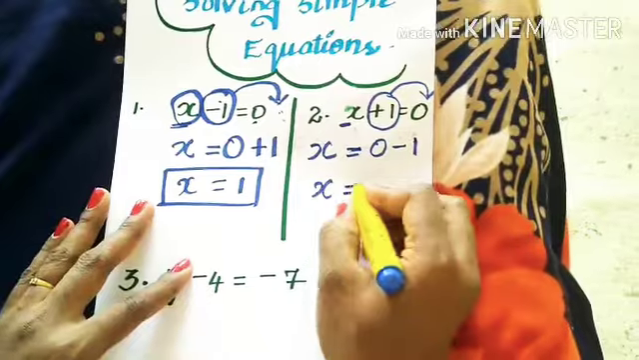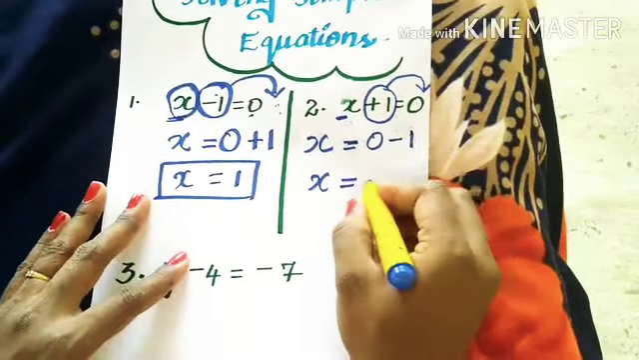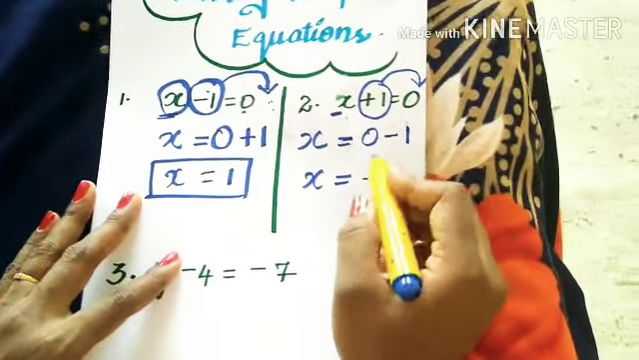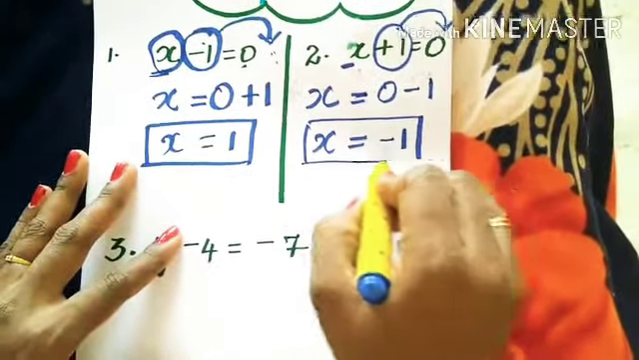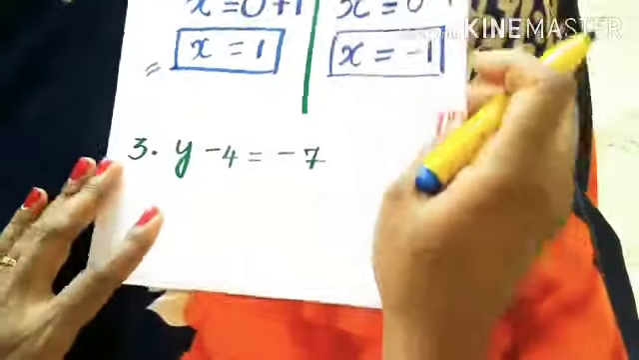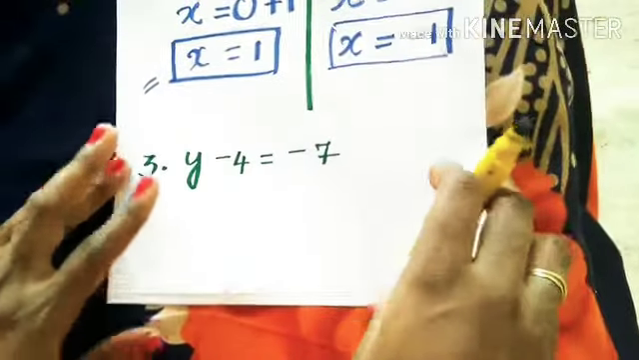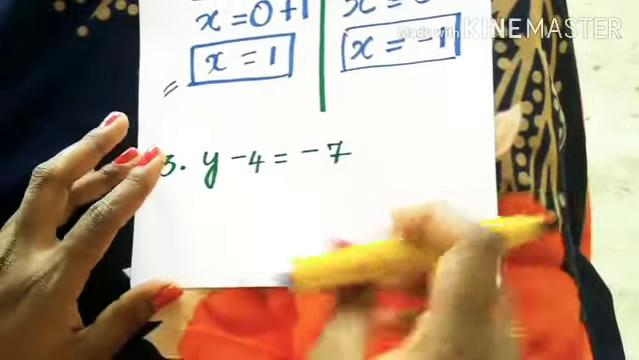So what is the answer now? 0 minus 1 is minus 1. So highlight your answer like this by putting a box, and draw a double line after each and every sum while you are solving the problems in the worksheet.